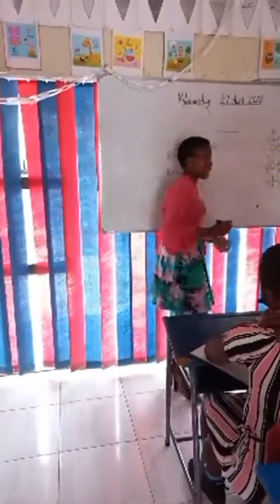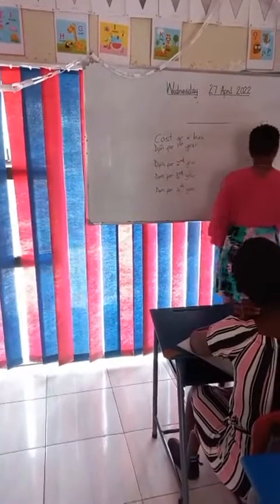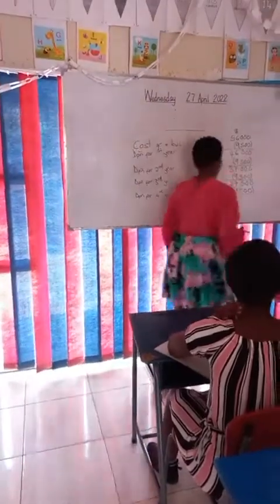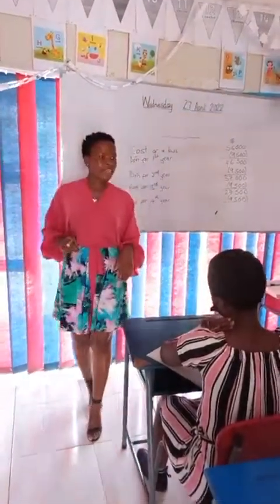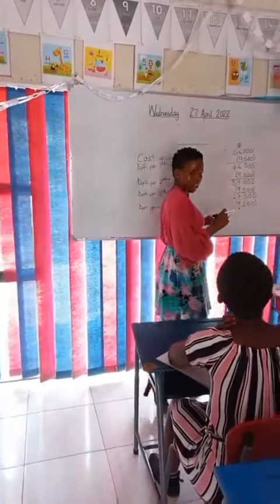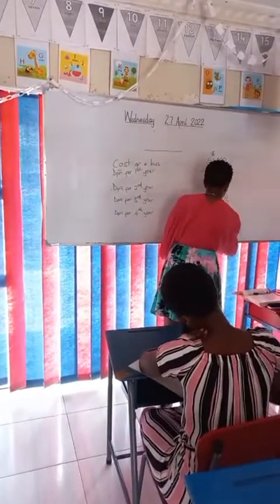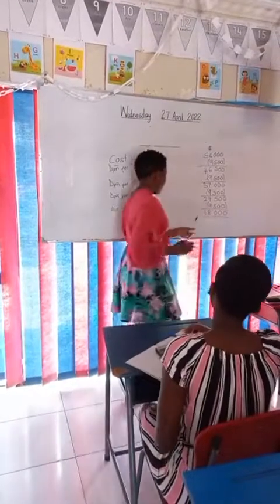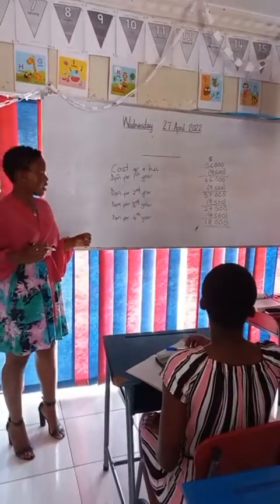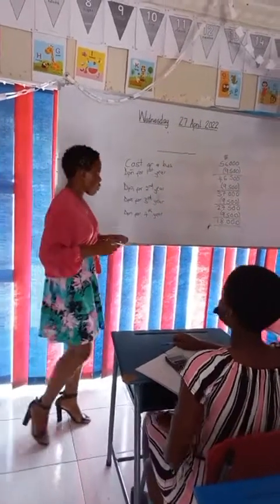What is our depreciation charge for the fourth year? 9,500. Correct. 27,500 minus 9,500, yes? 18,000. What is the name given to that 18,000? Beauty. Disposal. Yes, it's our disposal value.